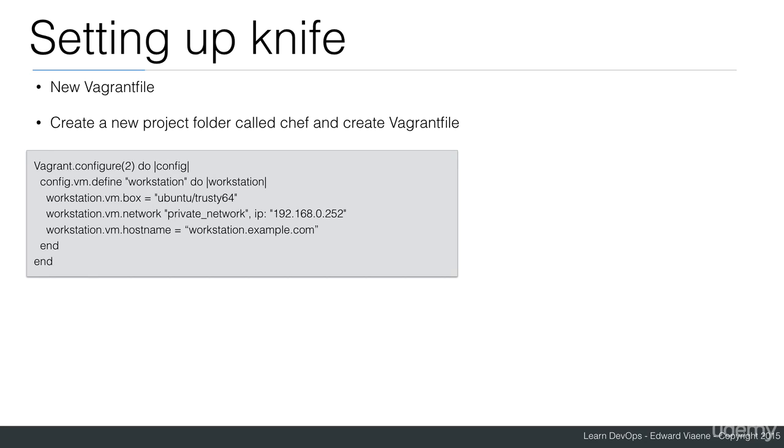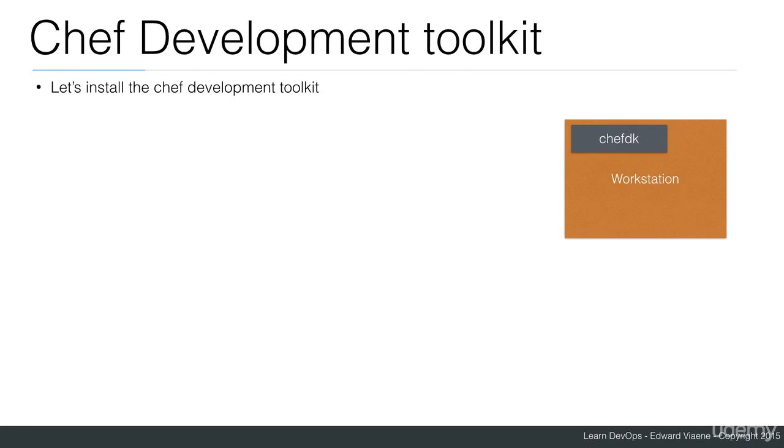a workstation machine. You can see the Vagrantfile code here, which you should put in the Vagrant project folder. We start using vagrant up workstation and then log in to the Vagrant machine using vagrant ssh workstation. First, we need to install the Chef Development Kit. You can download it from chef.io and move it into the Vagrant project folder.